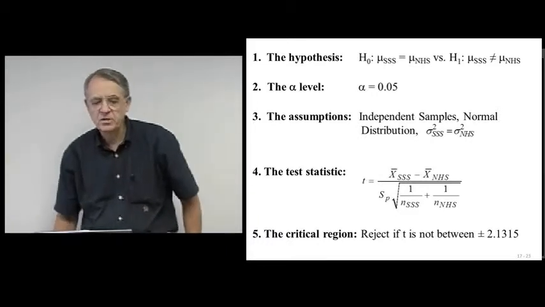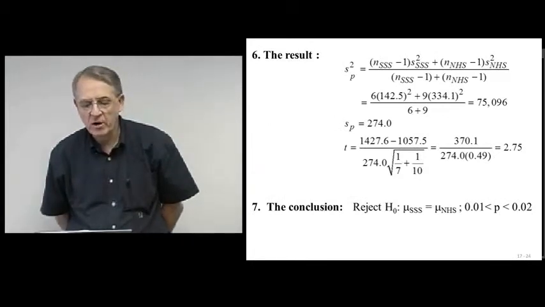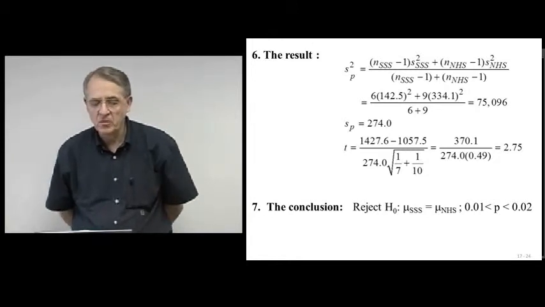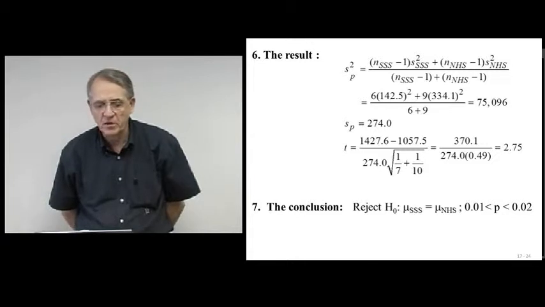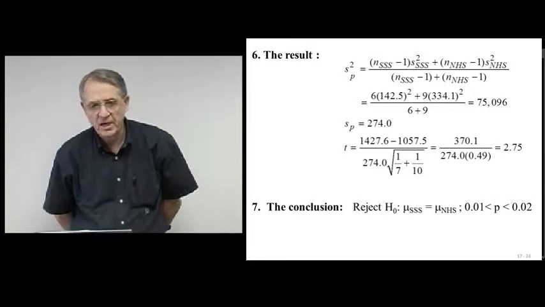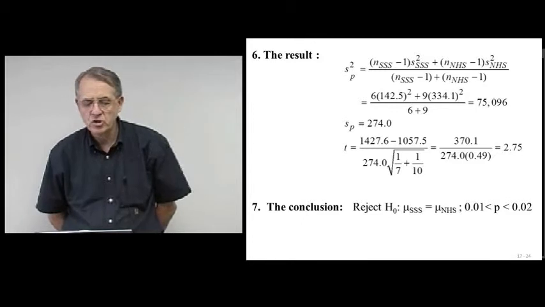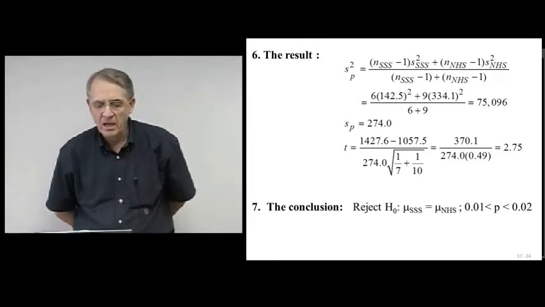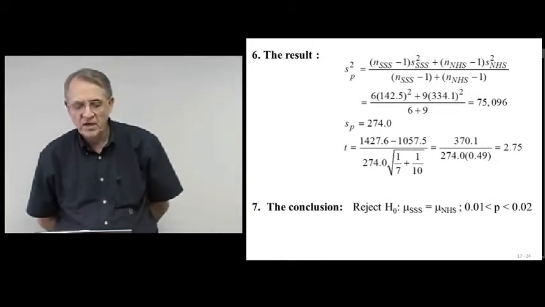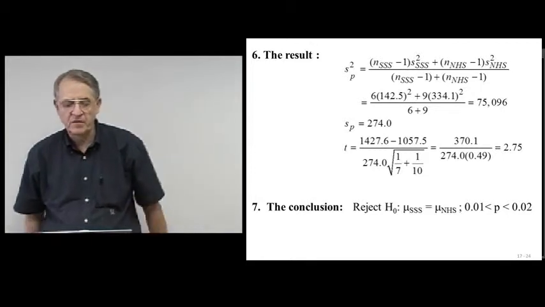Now, we do the calculations. We have to calculate s sub p squared. We have s sub 1 squared, or s sub NS, so we have to square that to get the numbers we need, but otherwise we just follow the bouncing ball here, and we get the value for the pooled variance as is shown in the second line of the equations, $75,096 squared, and take the square root of that and we get $274 for s sub p. Finish the calculations as shown in the next line, and we end up with a value of 2.75.